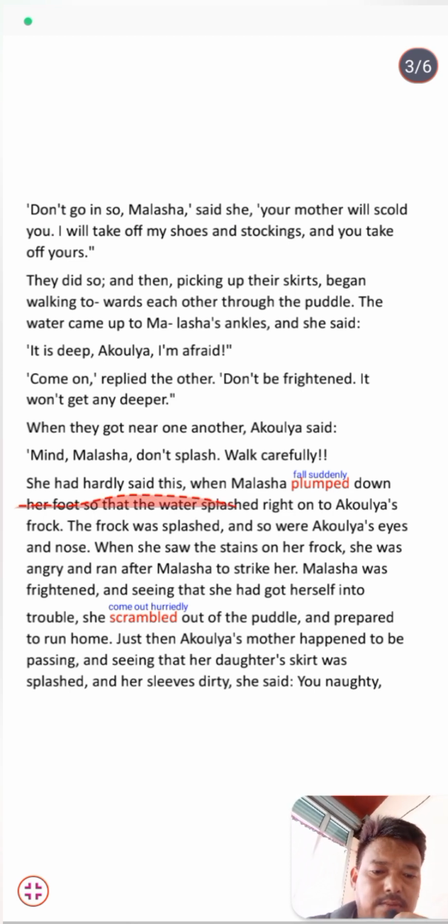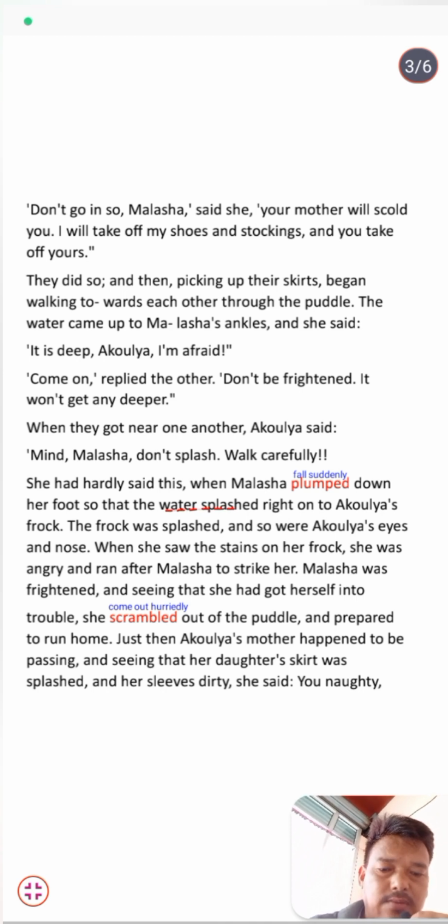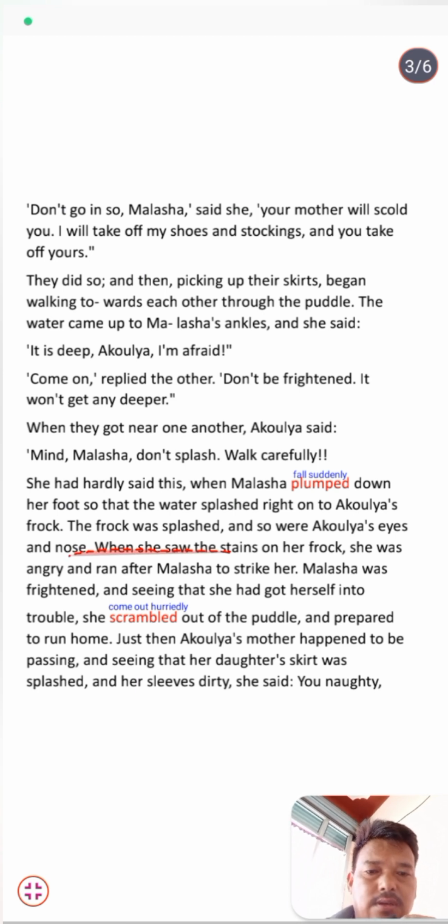She had hardly said this when Malasha plumped down her foot so that the water splashed right on Alokya's frock. The frock was splashed, and so were Alokya's eyes and nose. Suddenly, as they were hardly close to each other, Malasha put her foot down, and the water splashed on the face and the frock of Alokya. The frock was splashed, and there was a splash of water all around her eyes and nose.